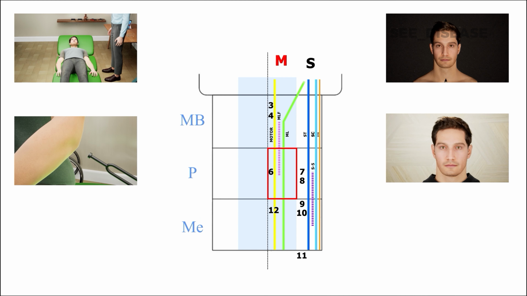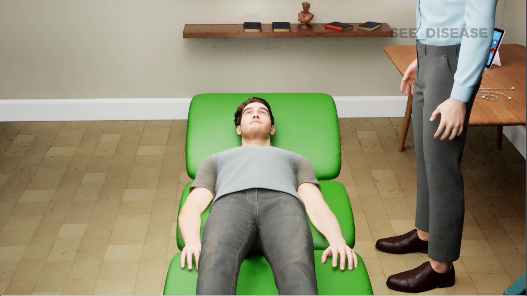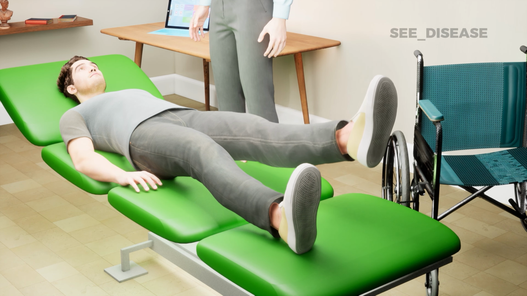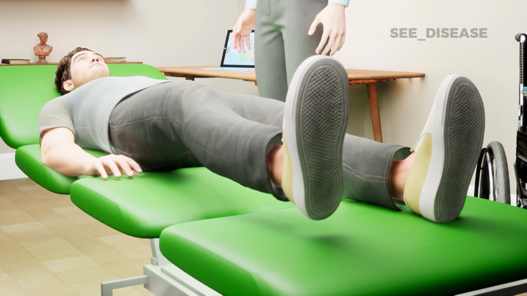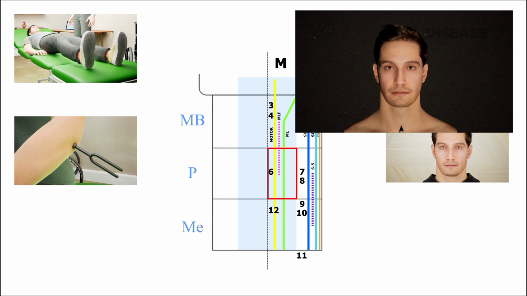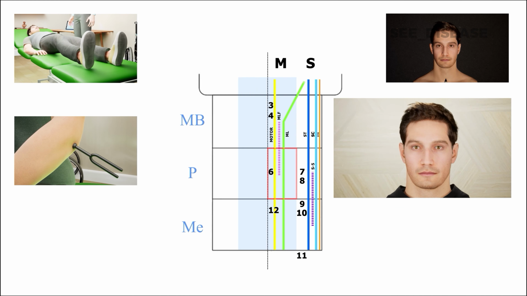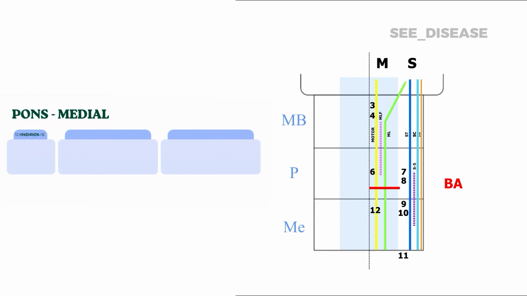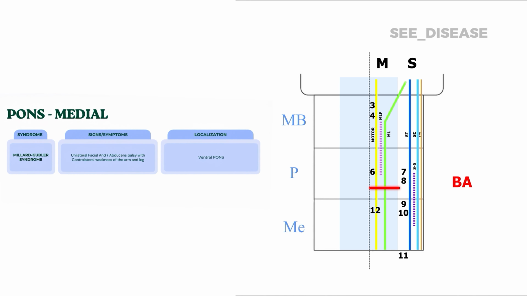Now, if you come to the pontine lesions, the medial portion, if it's involved, you see the contralateral hemiplegia. For example, if the left side is affected, you see the right hemiplegia and the right side loss of proprioception. And you also see the abducens palsy on the left eye. And there can be internuclear ophthalmoplegia. The culprit arteries, the perforating branches of the basilar artery. The common syndrome being described is the Millard-Gubler syndrome. There's a unilateral facial and abduction palsy with contralateral weakness of the arm.